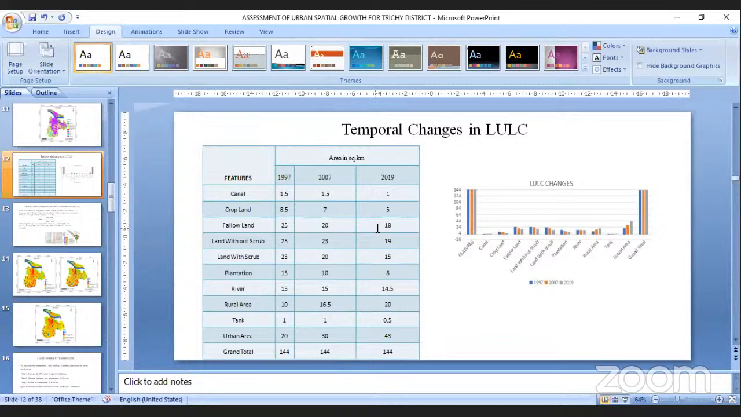So 23 square kilometer within a time period of 22 years, do you think it's a very huge change within 20 years? It's changed from 20 to 43. That means 23 square kilometer area changing, and on average 1 or 1.5 square kilometer area is changing per year. So do you think that can be the cause of this much change in correlation between the LST and NDVI? This is the major reason: land use and cover, the increase in urban area, is the major reason for that very strong negative correlation.